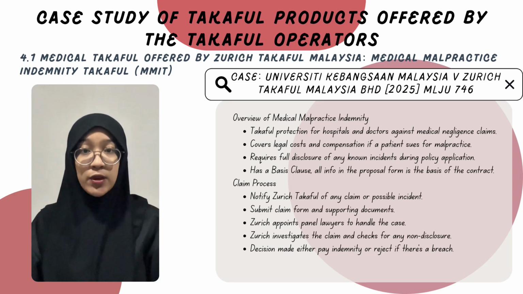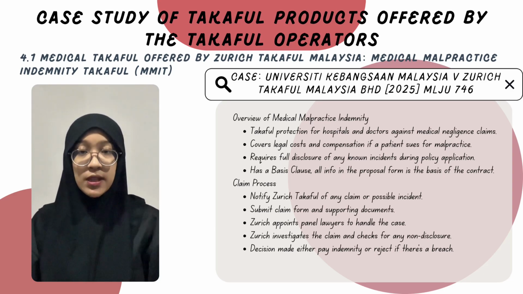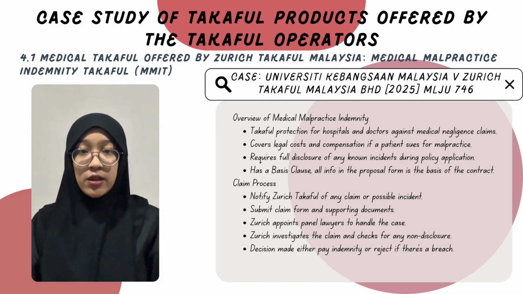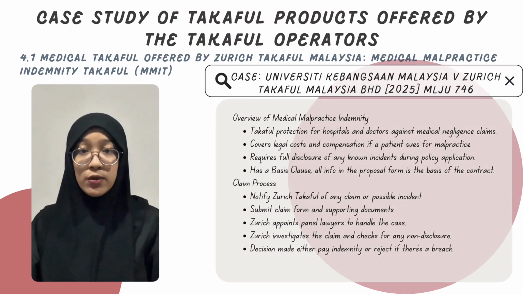The MMIT claim process is quite straightforward. First, the person, like a hospital, must quickly notify Zurich of any claim or incident. Then they must submit a claim form and related documents. Zurich will appoint the lawyers to handle the case, and they will investigate and check for any known non-disclosure. Finally, Zurich decides whether to pay or reject the claim. In this case, it was rejected. And in conclusion, this case highlights the importance of full disclosure.